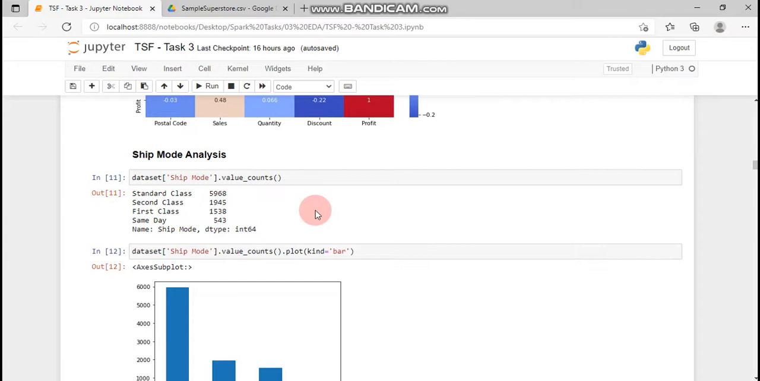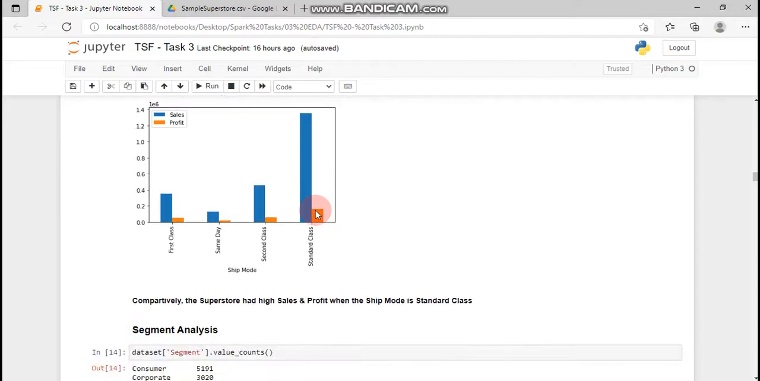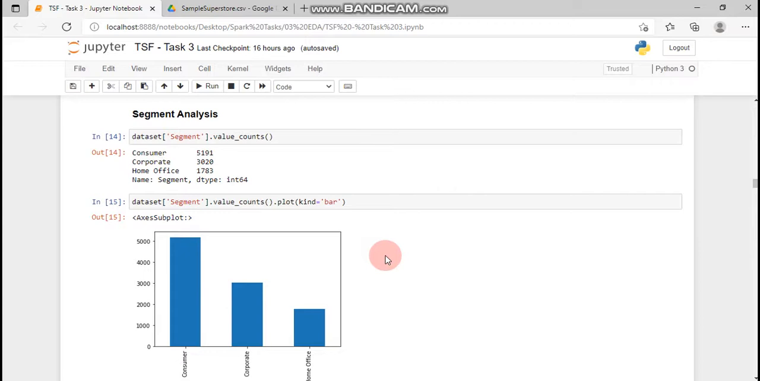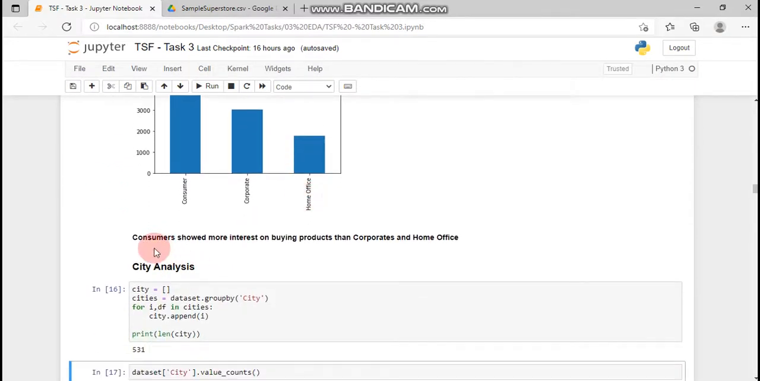With respect to ship mode, I am performing the analysis here. So we conclude that comparatively the superstore had high sales and profit when the ship mode is standard class. With respect to segment analysis, we could see the consumers showed more interest in buying products in this superstore. So we conclude consumers showed more interest in buying products than corporates and home office.